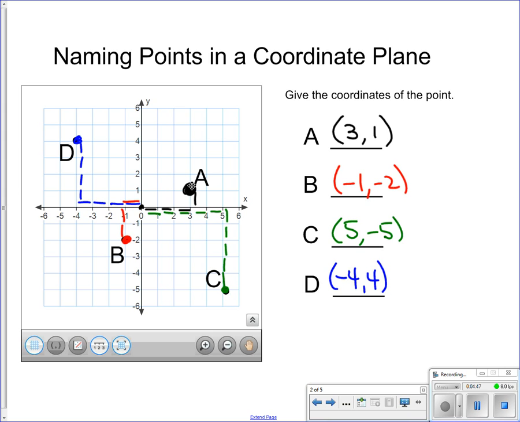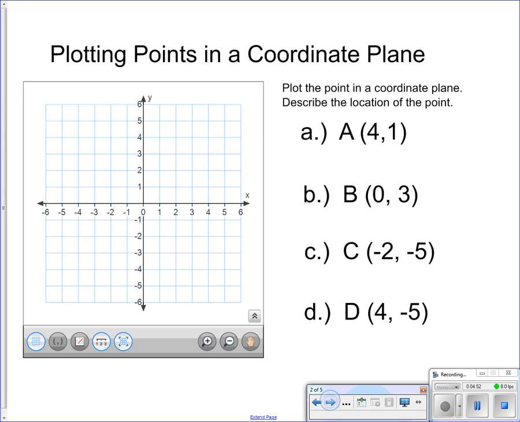If you need to pause, make sure you pause right now. Otherwise, I am moving on to the next screen. In our next screen, we're going to do the opposite. This time I've given you the coordinates. You need to place them on the coordinate plane, and then you also need to describe the location of the point. I'll show you what I mean by that as I'm working through this.